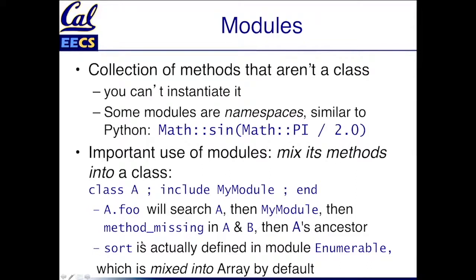Suppose that in my declaration for class A, I say include the name of some module. That means that when I try to call a method on an instance of A, if I call, for example, a.foo, first it will search whether class A has that method. Then it'll search whether any modules included into the class have that method. And then it'll do the other stuff we've already talked about. It'll call method missing. It'll punt up to the ancestors. But modules essentially give you a way to say, wait a minute, add a few things to this class. I'm not done with it yet.